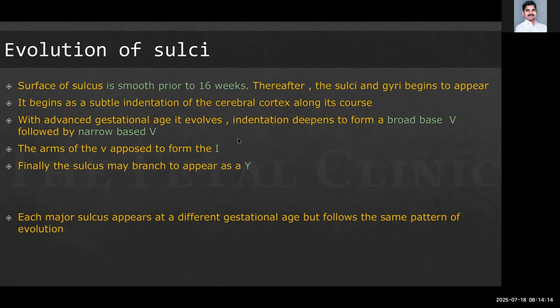Evolution of the sulci. Initially, the cortex will be smooth. Later, as the sulcus starts to form, it begins as a subtle indentation on the cerebral cortex along its course. As the gestational age advances, the indentation deepens to form a broad V-shaped structure, and the broad V-shape later forms a narrow V-shaped structure. The arms of the V will get opposed to form an I, and finally the sulcus will be branched to form a Y. Each major sulcus appears at a different gestational age, but they follow a similar pattern of evolution.